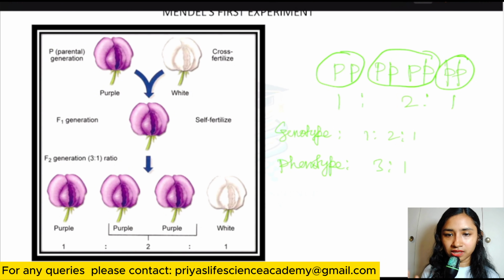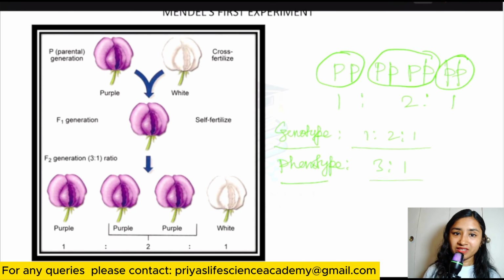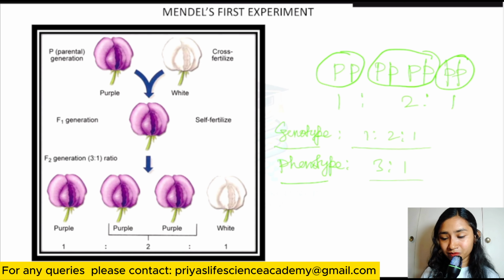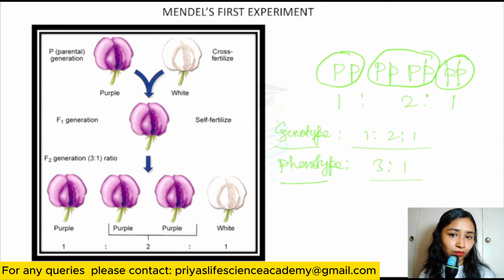So the genotypic ratio is 1:2:1, and the phenotypic ratio is 3:1, because from outside what we can see is that 3 are purple, 1 is white. So phenotype is 3:1 and genotype is 1:2:1. This is the first Mendelian experiment, and from it we can learn about dominance. In the first generation, the genotype was capital P, small p. That is why the color of the flower was purple, because capital P is dominant over small p.